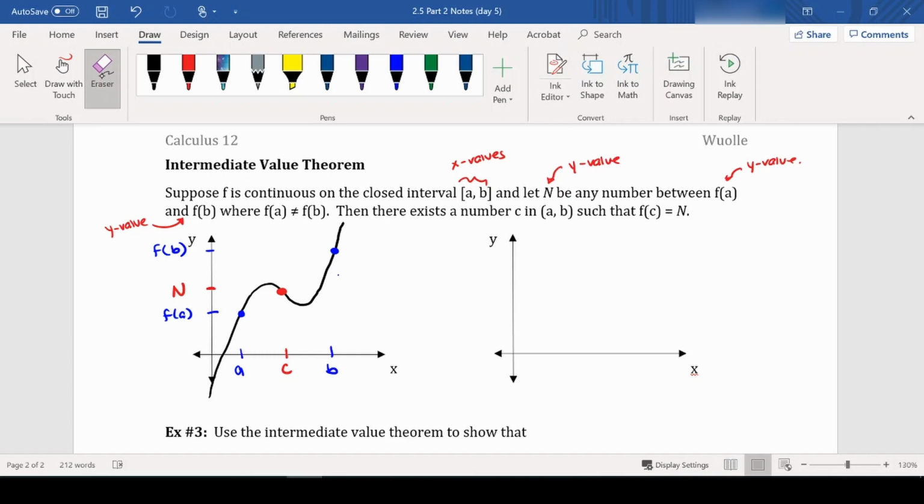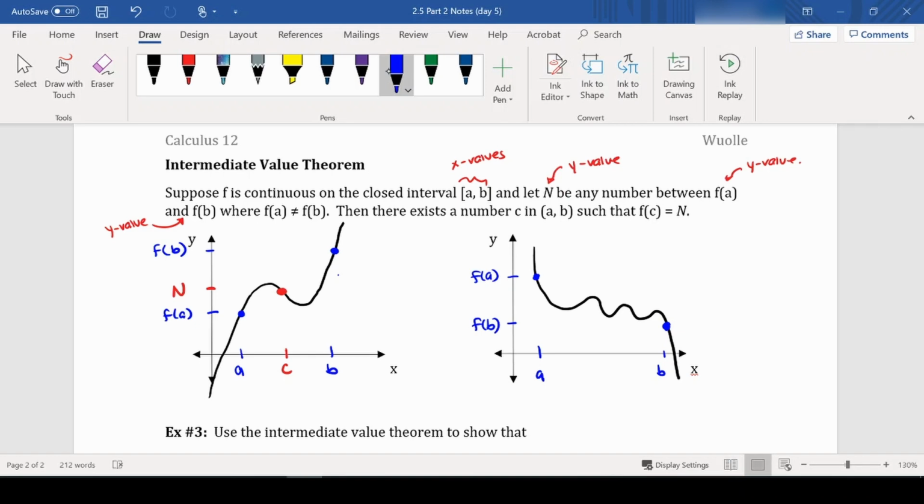Okay? It could be that it exists more than once. The theorem is telling us there has to be at least one. Okay, so something that would be more than once might be something like this. Okay, it doesn't say that f of a has to be smaller than f of b. It doesn't have to be increasing. So for example, if this is my a, this would be my f of a. If, let's say, this is my b, here's my f of b.